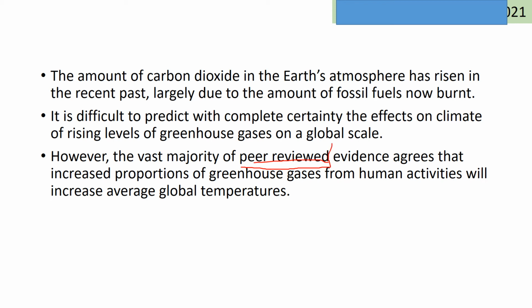Okay, so sometimes you get questions in your exams which talk about the difference between peer-reviewed and just an article online. So peer-reviewed means that multiple scientists have looked at the article and have all come to the same conclusion, or have said that the conclusions drawn in that article or scientific paper are correct. Okay, so the vast majority of peer-reviewed evidence agrees that increasing the proportions of greenhouse gases from human activities will increase the average global temperatures.